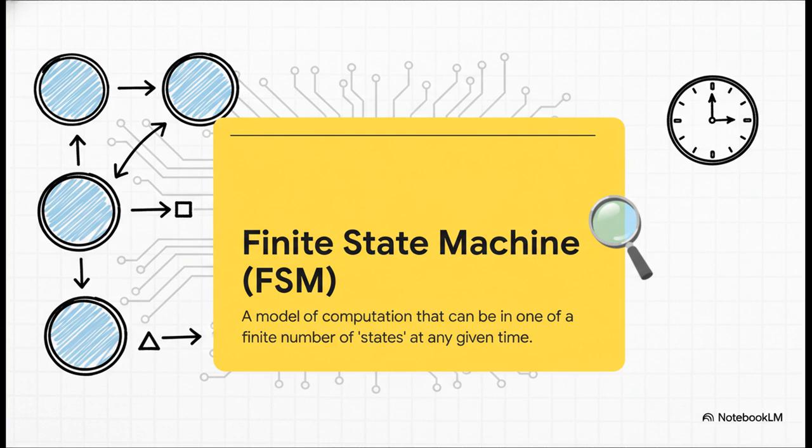Okay, so finite state machine, or FSM, sounds a little intimidating, I get it. But the idea is actually super simple. Just picture a machine that can only be in a handful of specific conditions or states. It just hangs out in one state until some kind of input comes along, and that input makes it jump, or transition, to a different state. And that's basically it. It's just a way to map out behavior based on a limited number of states and the rules for jumping between them.